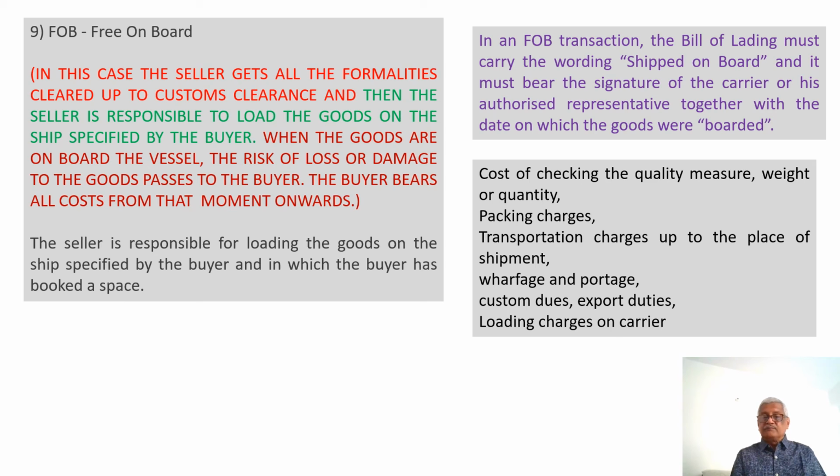The seller is responsible for loading the goods on the ship specified by the buyer and in which the buyer has booked a space. In the FOB transaction, the bill of lading must carry the word ship on board and it must bear the signature of the carrier or his authorized representative together with the date on which the goods were boarded. Here the exporter bears these costs: cost of checking the quality measure, weight or quantity, packing charges, transportation to the place of shipment, wharfage and portage, custom duties, export duties, loading charges on the carrier.